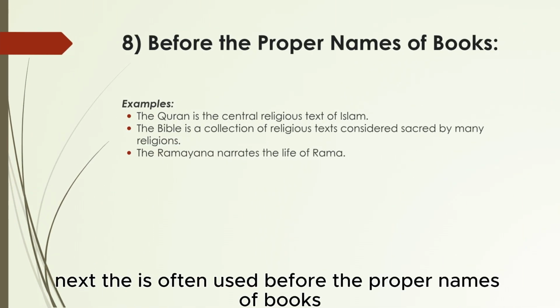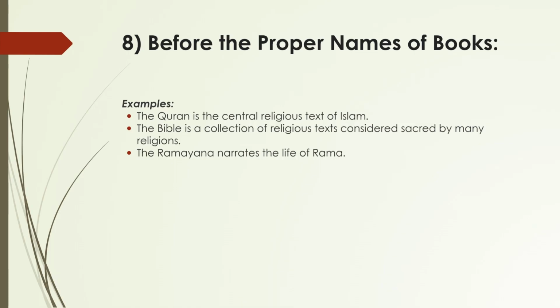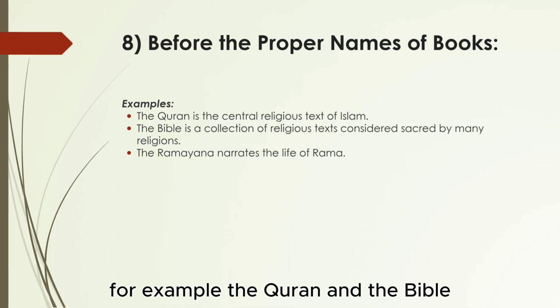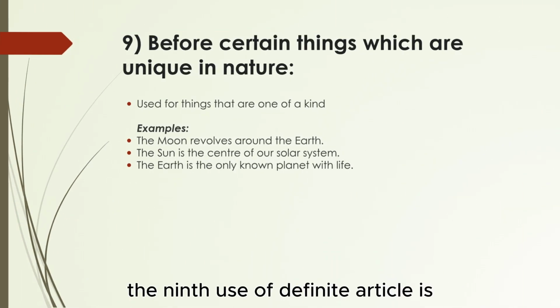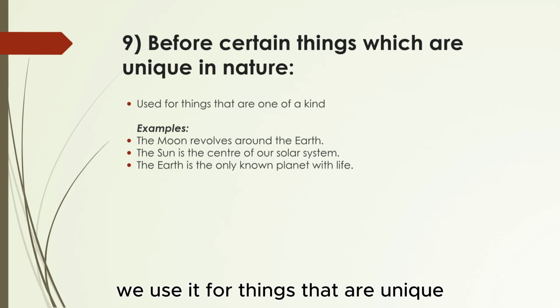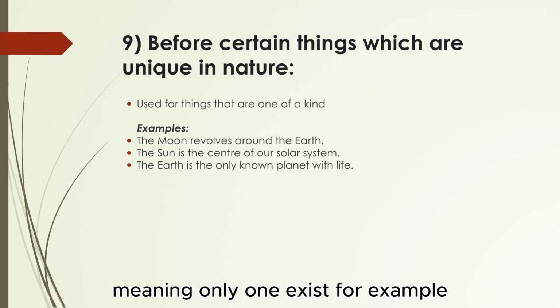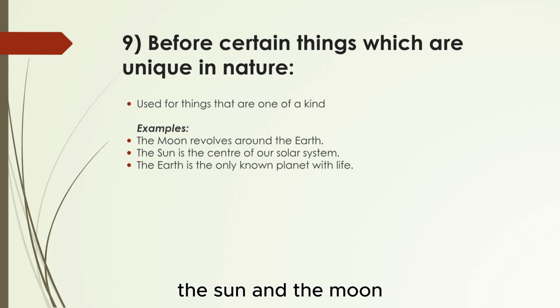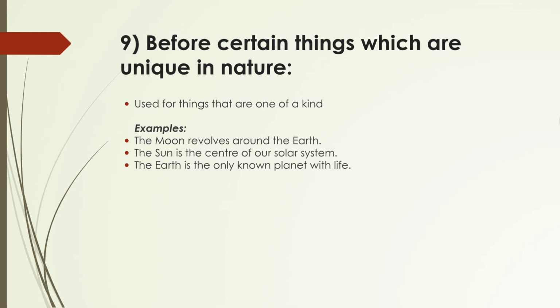Next, the is often used before the proper names of books. For example, the Quran and the Bible. The ninth use of definite article is we use it for things that are unique, meaning only one exists. For example, the sun and the moon.